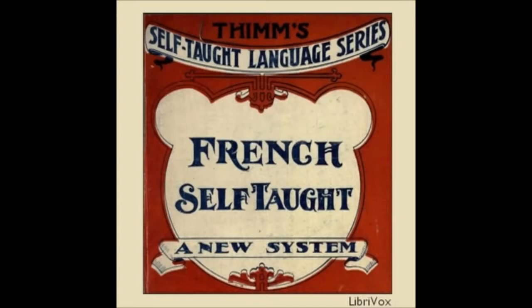Imperfect, that I might sell. Que je vendisse, que tu vendisses, qu'il vendît, que nous vendissions, que vous vendissiez, qu'ils vendissent. Pluperfect, that I might have sold. Que j'eusse vendu, que tu eusses vendu, qu'il eût vendu, que nous eussions vendu, que vous eussiez vendu, qu'ils eussent vendu.